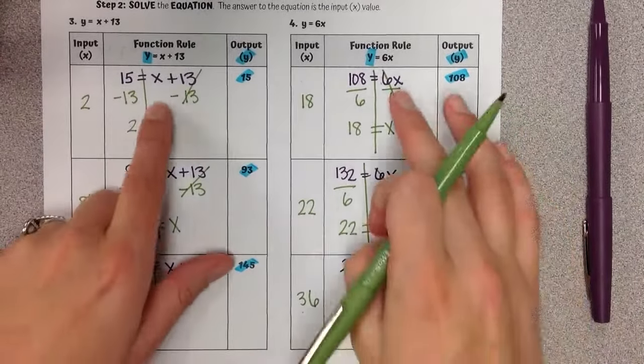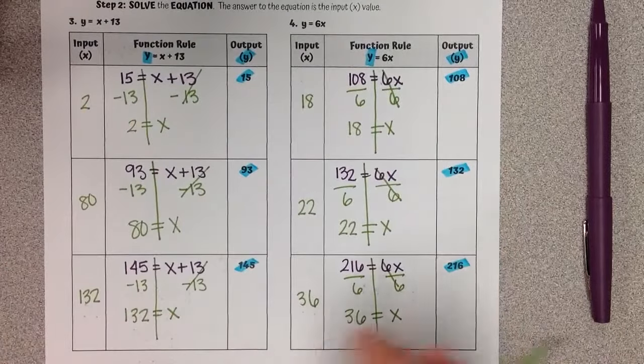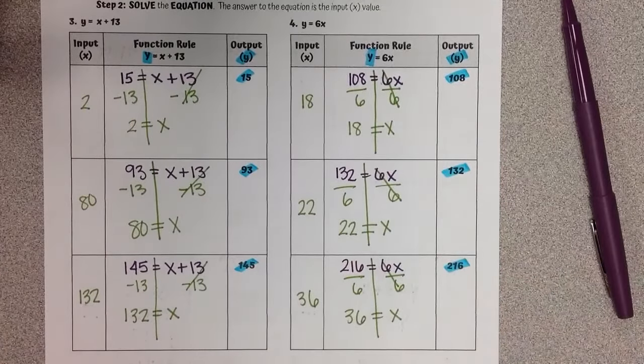So you notice each time the equation looks the same. We're solving it the same way. So it's kind of this repetitive action just with different values.